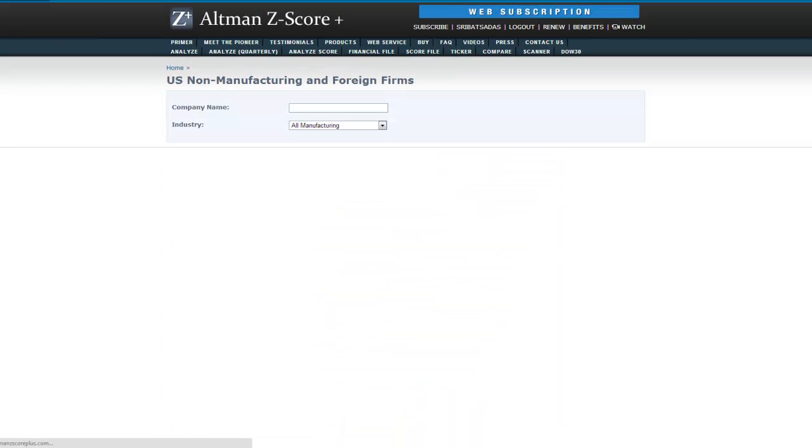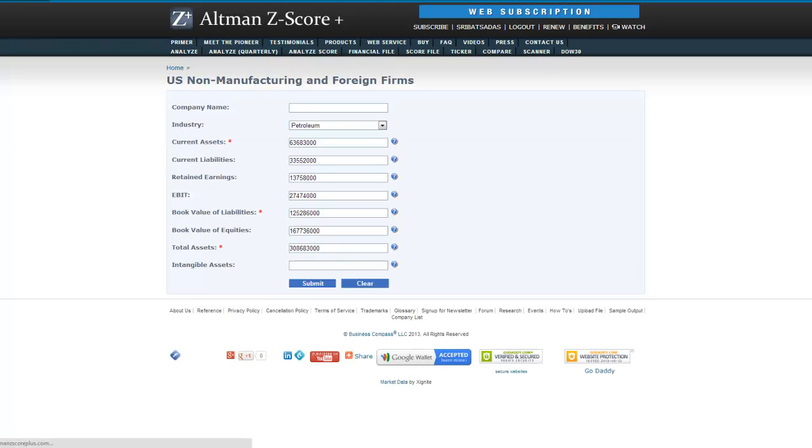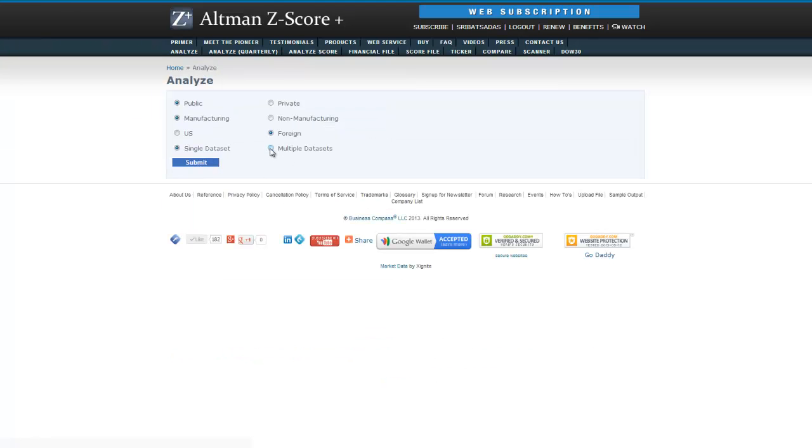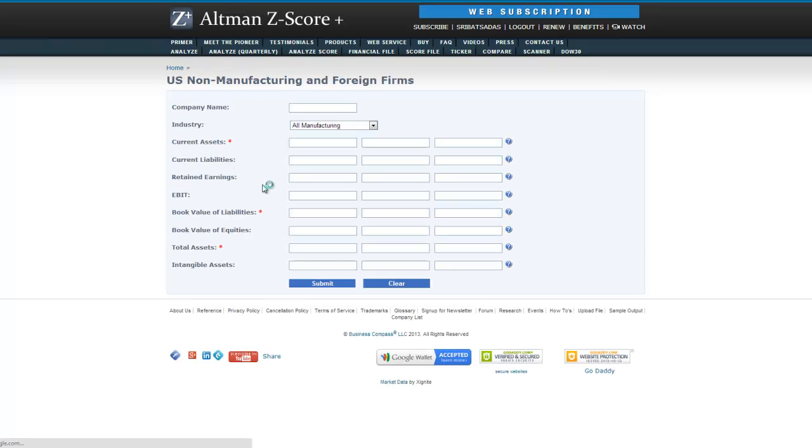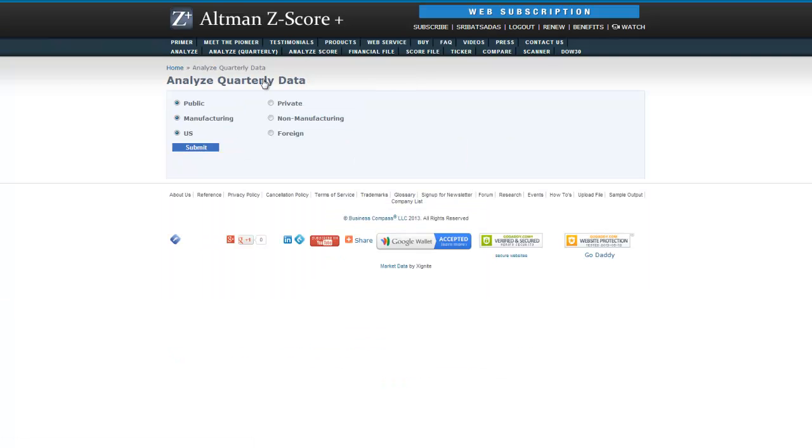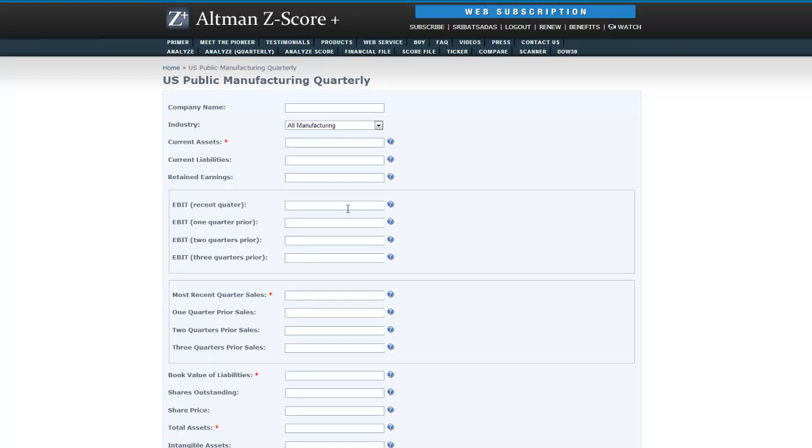So you can actually enter 3 years of data manually. Here if you say multiple data sets, it will just present you a form where you can actually enter more than 1 year of data. Similarly, if you have quarterly data and you want to enter the quarterly data, that is also possible. All we are asking for is the EBIT and the sales just to enter for the last 4 quarters.